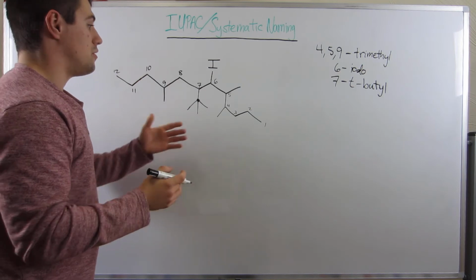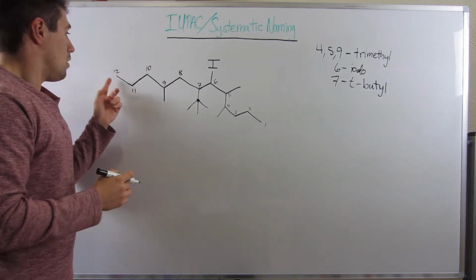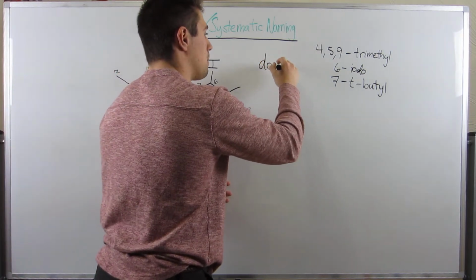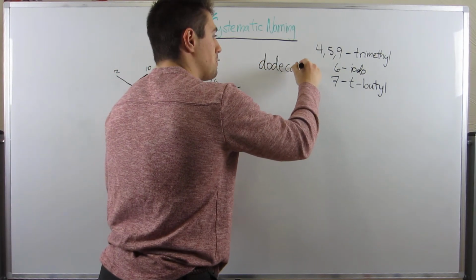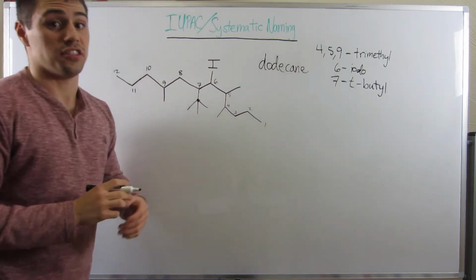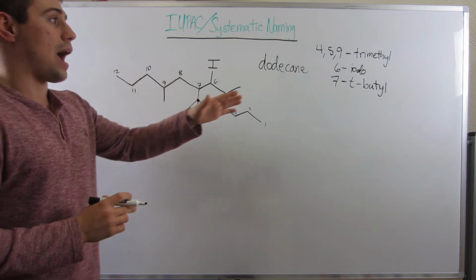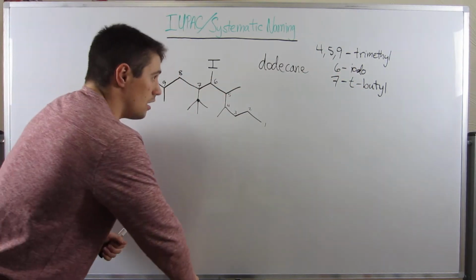Okay, awesome. So we've named all of our branches. Our parent chain is 12 long, so we know that that is a dodecane. Make sure you know those names for the lengths of alkane chains. You can't name systematically without them. Okay, so let's now alphabetize these branches.